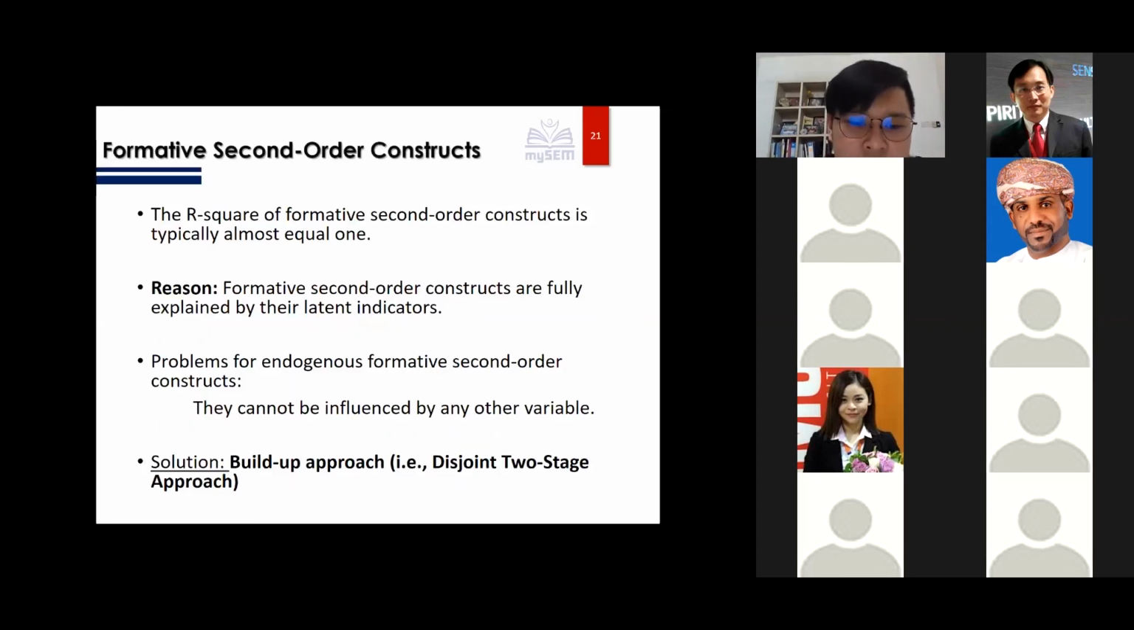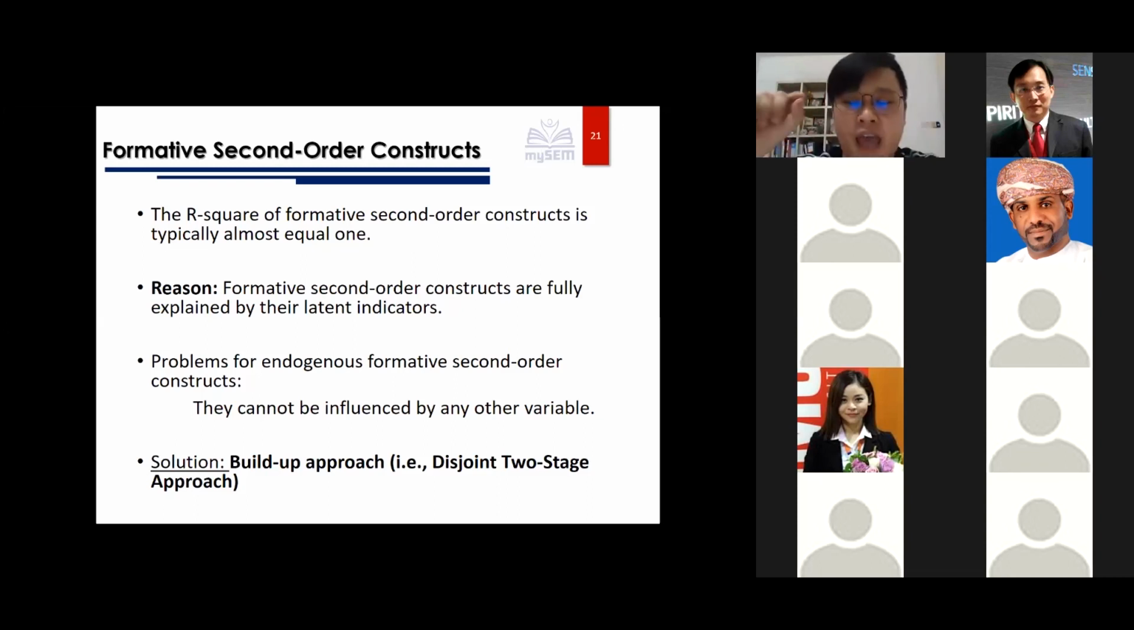The second technique is for a reflective-formative second order construct, which is type 2. It is a bit more complicated compared to the traditional one where you just focus on the repeated indicator approach. Why? If you do a formative second order construct, especially an endogenous formative second order construct, there's always a problem. The R square of your second order construct, when measured as an endogenous construct, will almost equal 1 and your path coefficient will become 0. There's a reason why this occurs.